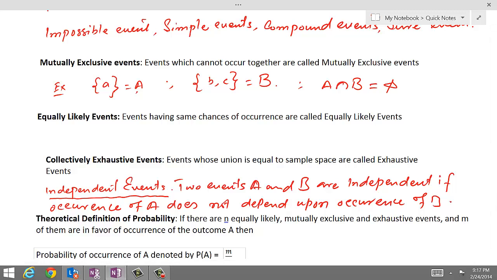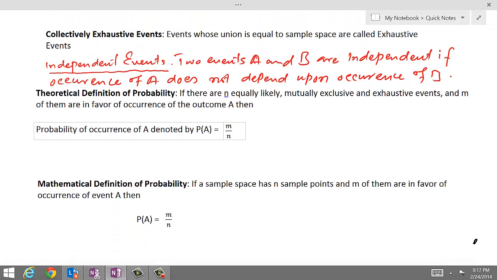Anyway, the theoretical definition of probability is that if there are n equally likely, mutually exclusive, and exhaustive events, and m of them are in favor of the occurrence of the outcome A, then the probability of A is equal to m over n. And yet another approach toward defining probability is called the mathematical definition of probability. If a sample space has n sample points and m of them are in favor of the occurrence of event A, then P of A is equal to m over n.